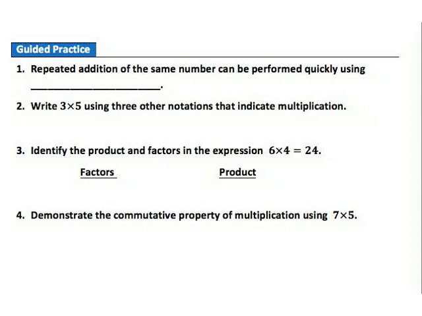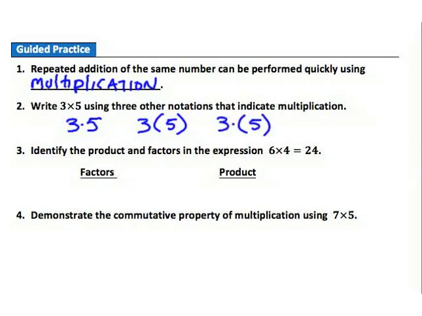Question 1. Repeated addition of the same number can be performed quickly using multiplication. Question 2. Write 3 times 5 using 3 other notations that indicate multiplication. We can write 3.5 to indicate multiplication. We can write 3 next to a set of parentheses with 5 inside of the parentheses. Or we could write 3 dot and then a set of parentheses with 5 inside the parentheses.